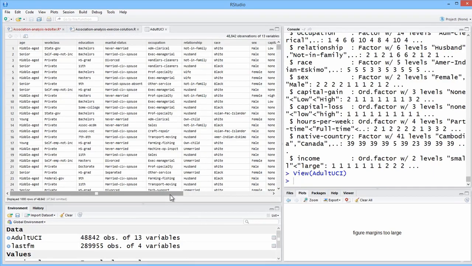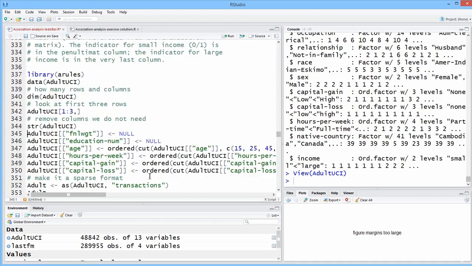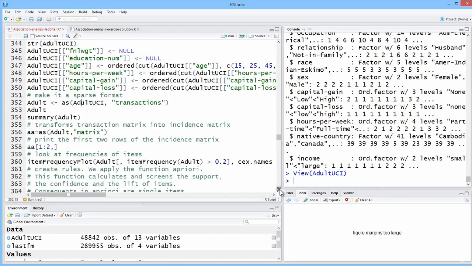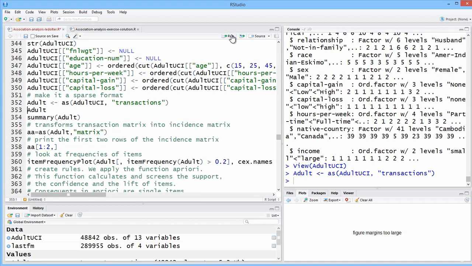Let's pop it open. See, here's age. The numerics have just been replaced with the levels corresponding to the categorical range. Okay, but we're going to again coerce it into a transactions type sparse matrix. So we do that using as again. And let's take a look.